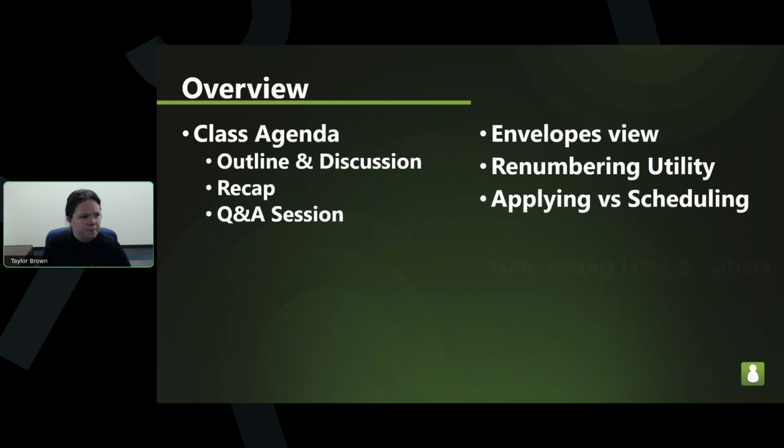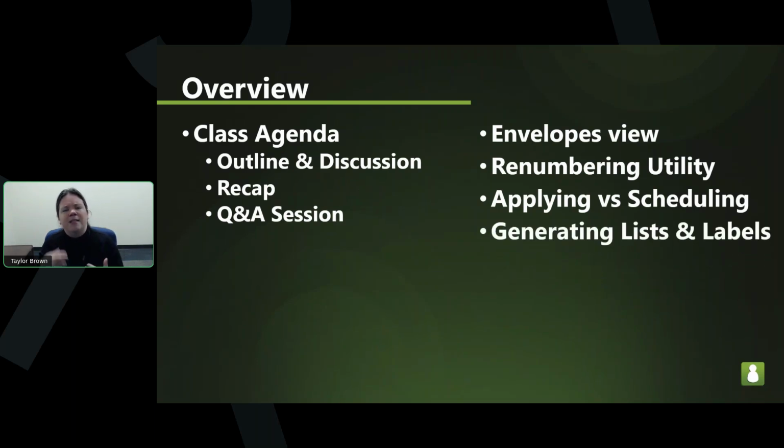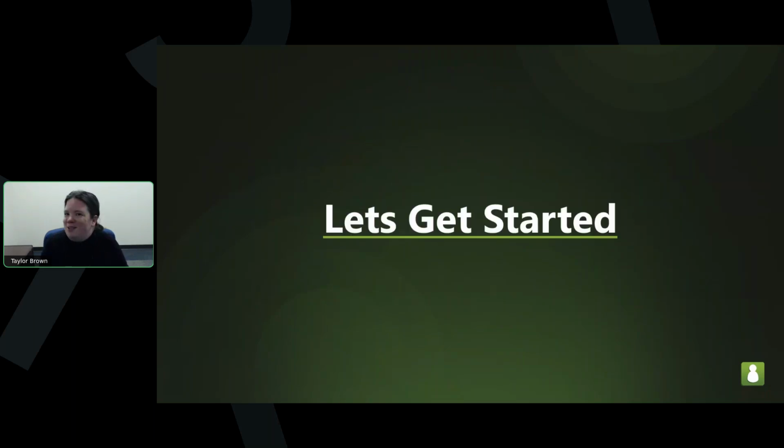And then we'll also go over generating different lists and labels, especially if you have those scheduled. You can generate lists of what you have currently and what you have upcoming, and then also generate labels relating to that as well. And then we'll open it up, depending on what your needs are from there. So let's go ahead and get started then.